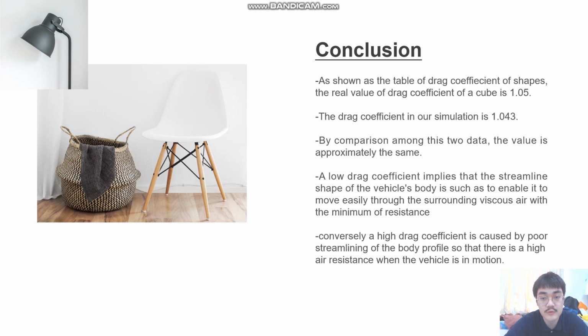A low drag coefficient implies that the streamline shape of the vehicle body is such as to enable it to move easily through the surrounding viscous air with a minimum of resistance. Conversely, a high drag coefficient is caused by poor streamlining of the body profile so that there is a high air resistance when the vehicle is in motion.